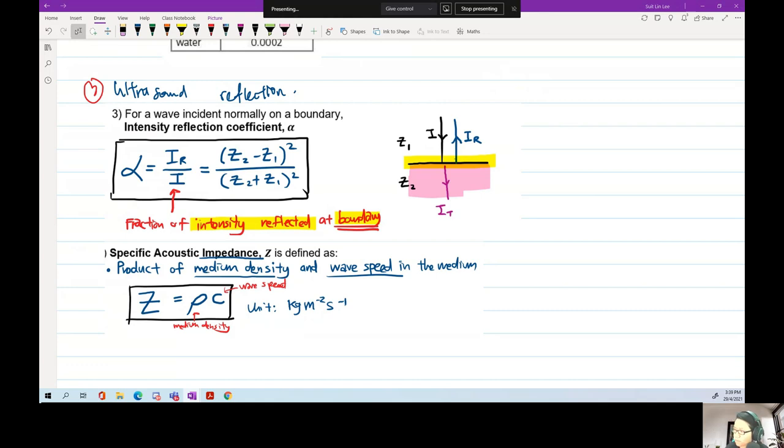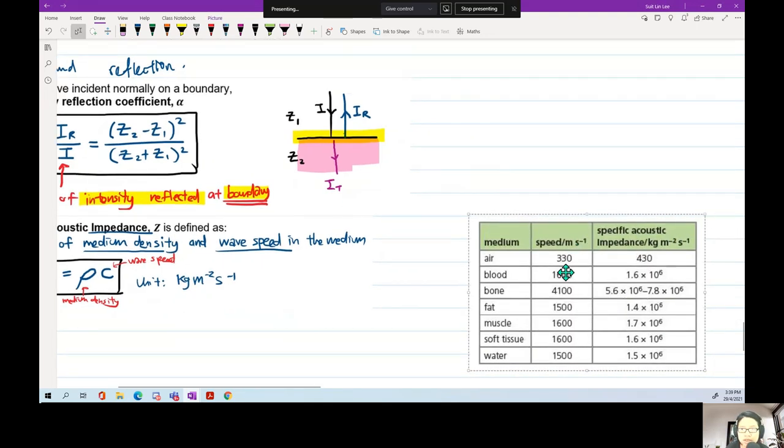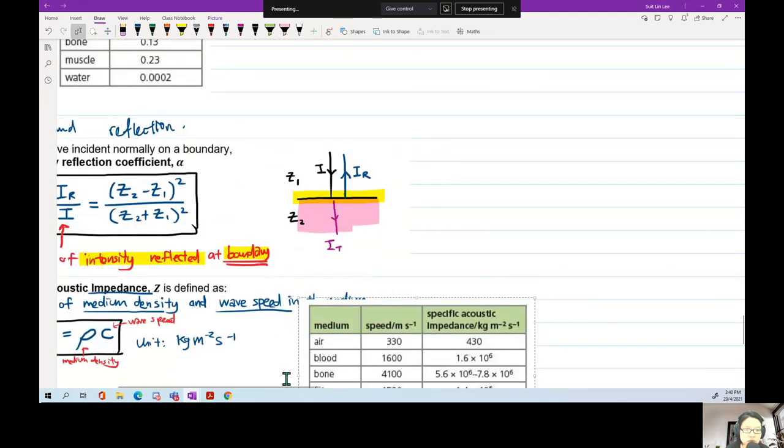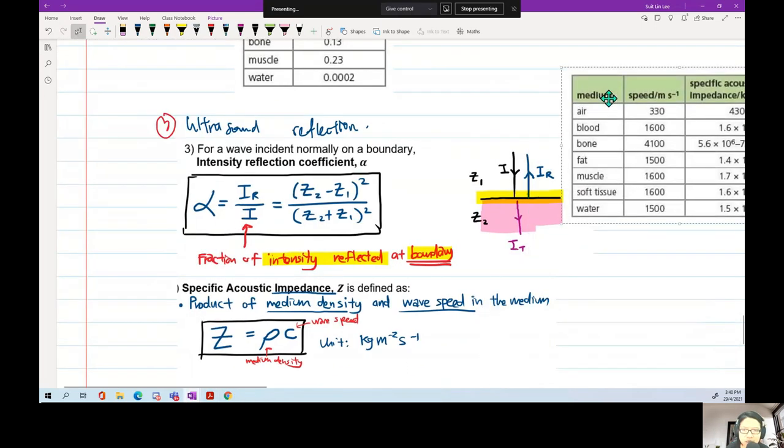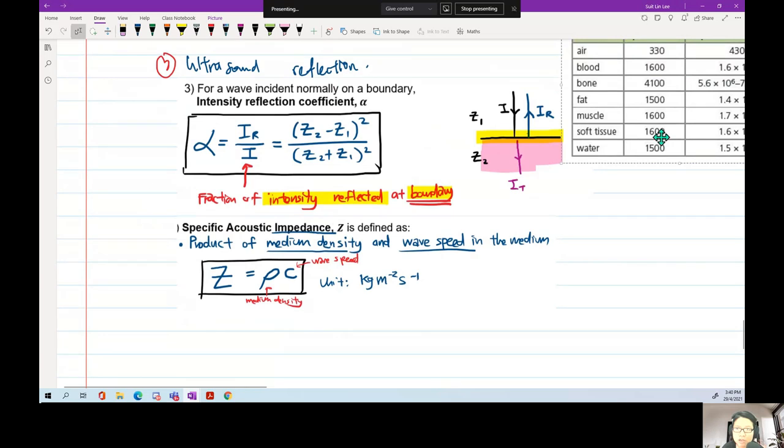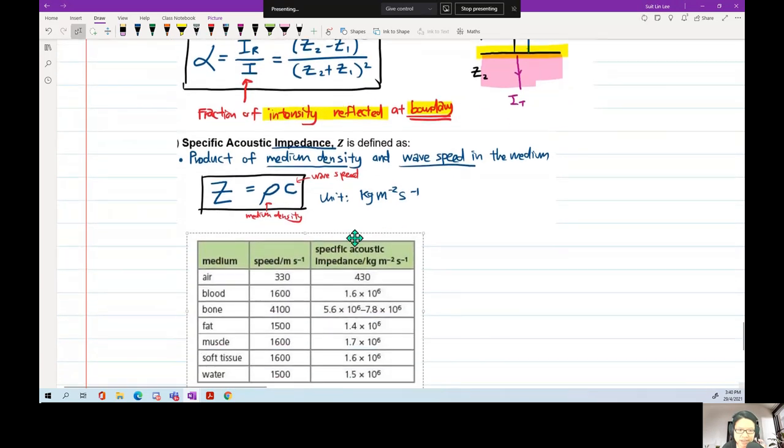So this calculation, two things will happen to your ultrasound. The first one is that your ultrasound will attenuate or lose intensity to surrounding. The second one would be not all the ultrasound will go into the body. Some of it will be reflected. And then it will be reflected at a certain ratio, IR over I, depending on the value of Z. Okay, so the value of Z of different things are given here.